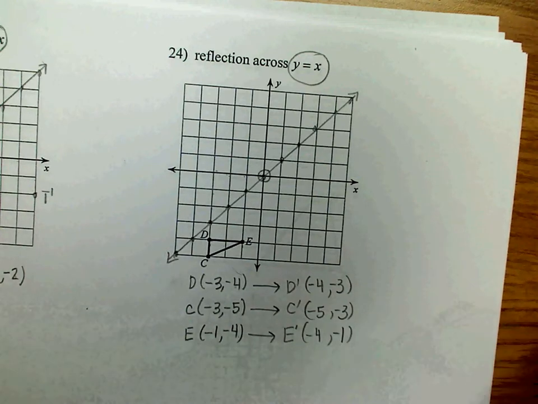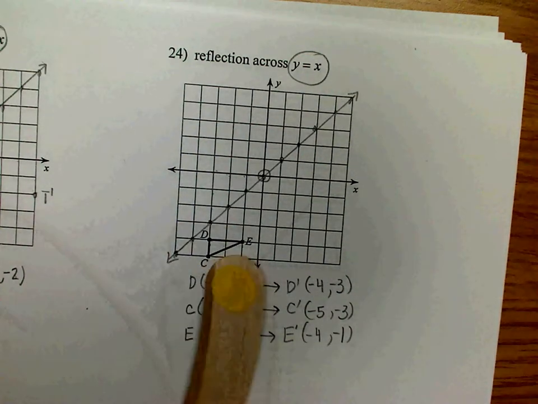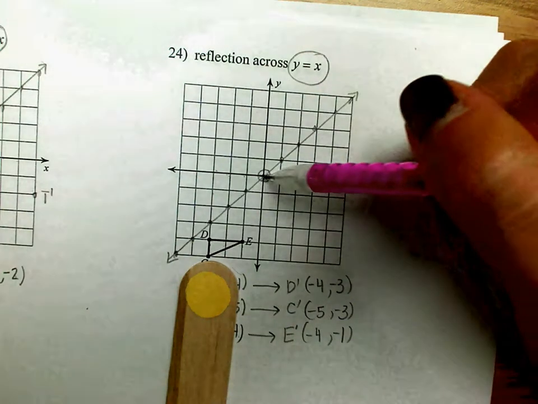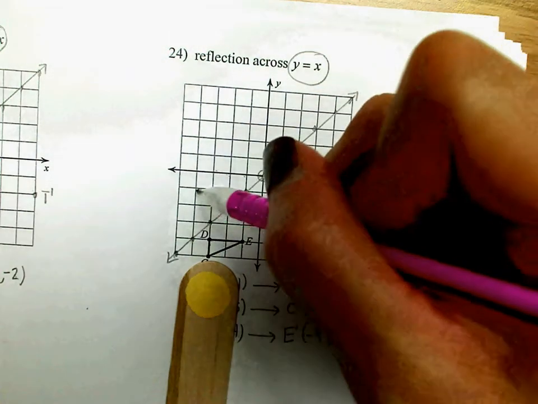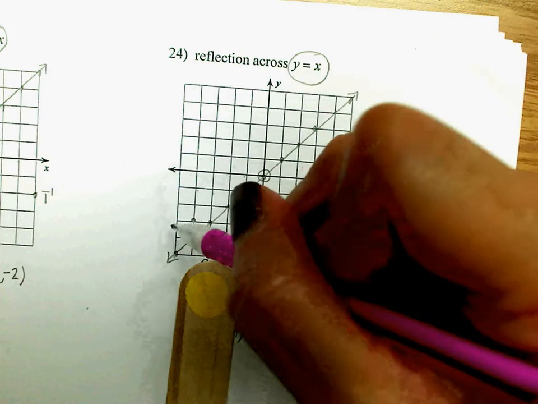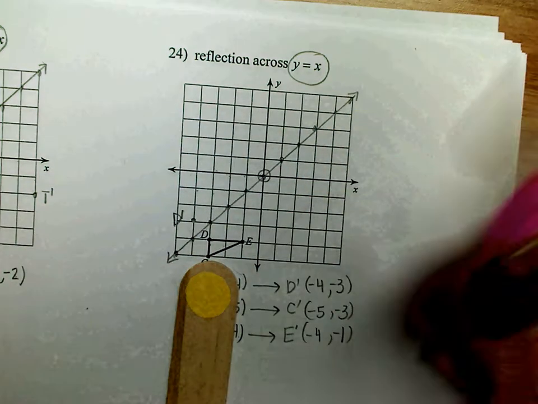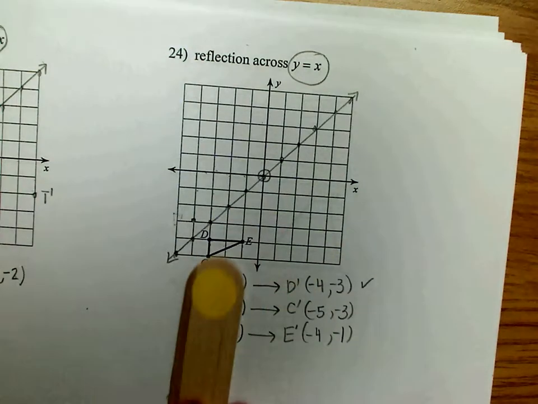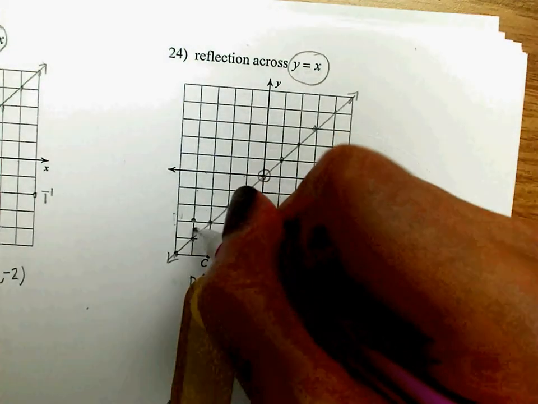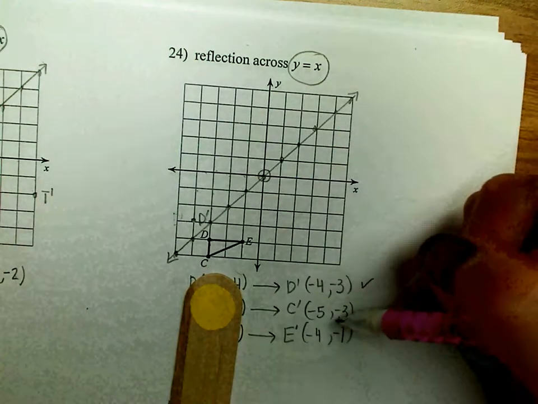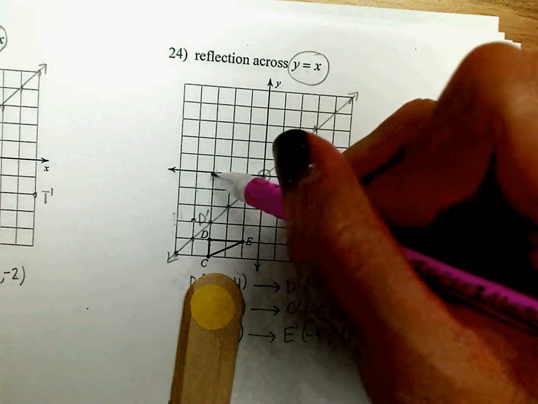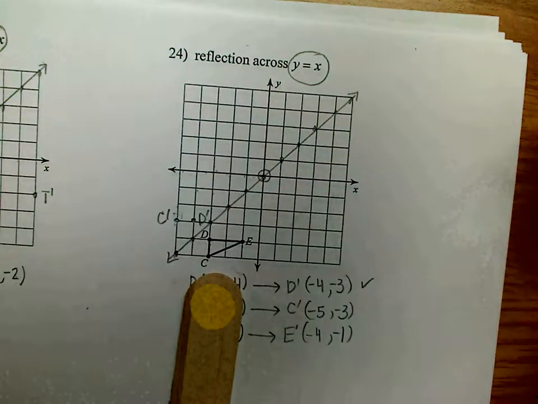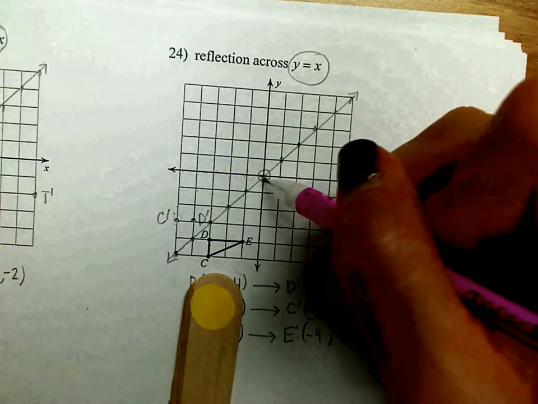Now we're going to ignore these, and we're going to plot our new points right here. So negative 4, comma, negative 3, 1, 2, 3, 4, 1, 2, 3. That's D prime. Okay, that's pretty close. All right, now negative 5, negative 3. Oh, I'm going to have to give some room to that. Let's see. I'll put it here maybe. So negative 5, 1, 2, 3, 4, 5, down 3, 1, 2, 3, C prime. And then negative 4, negative 1. So 1, 2, 3, 4, negative 1.